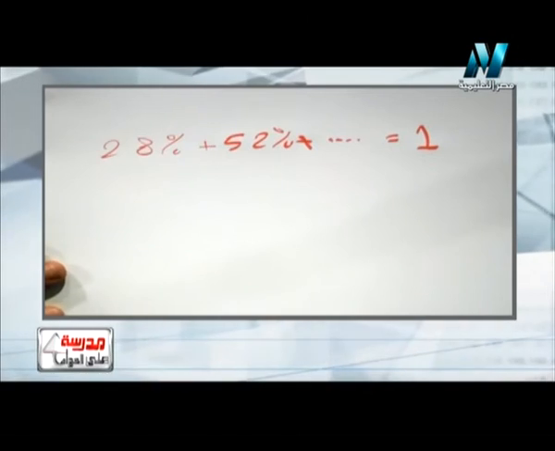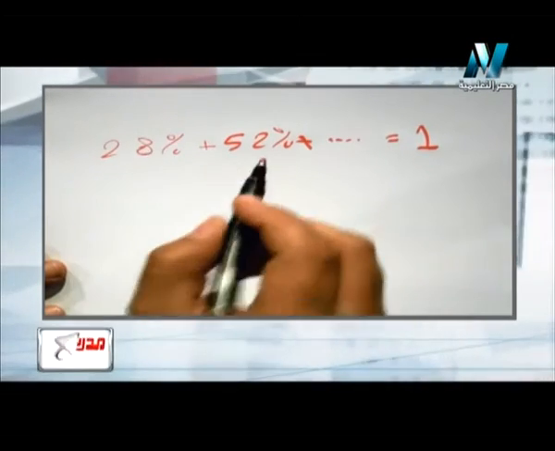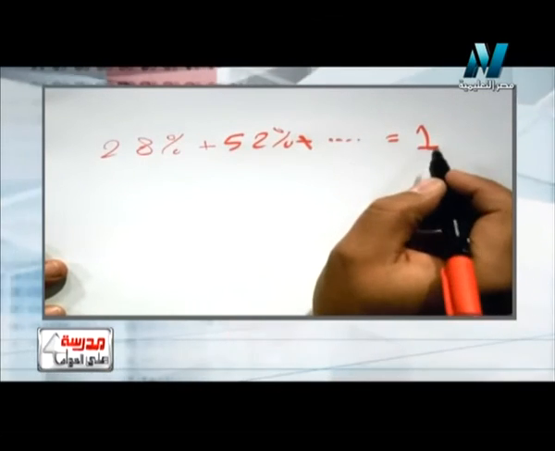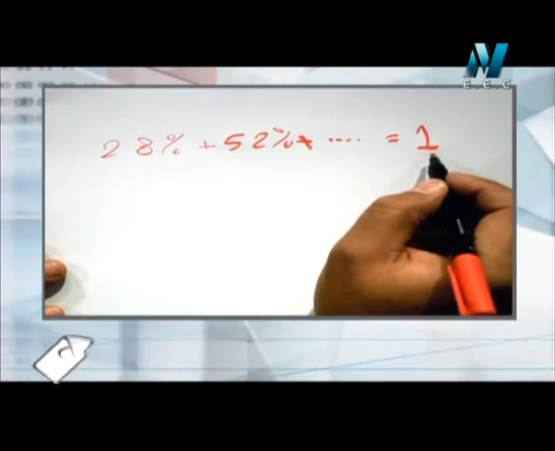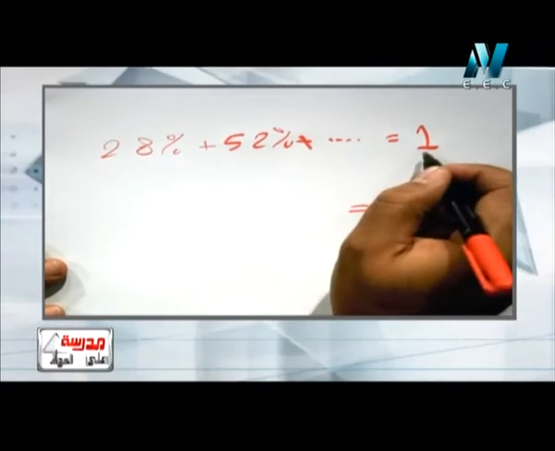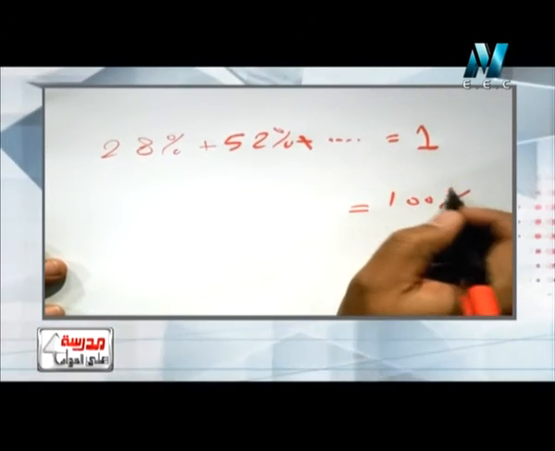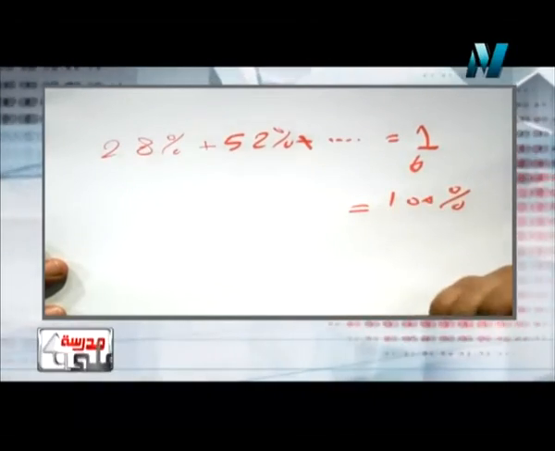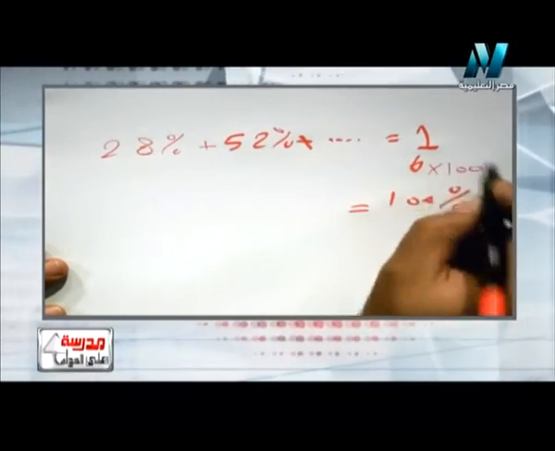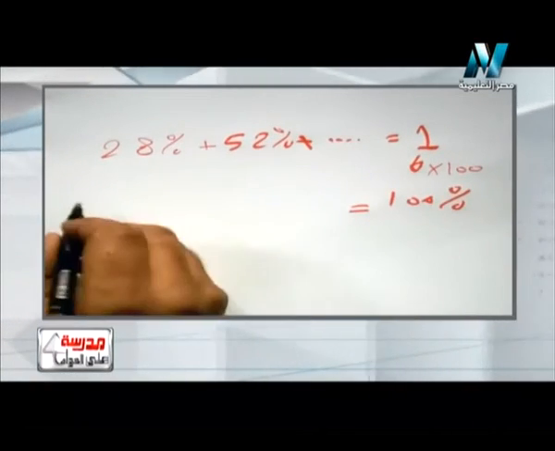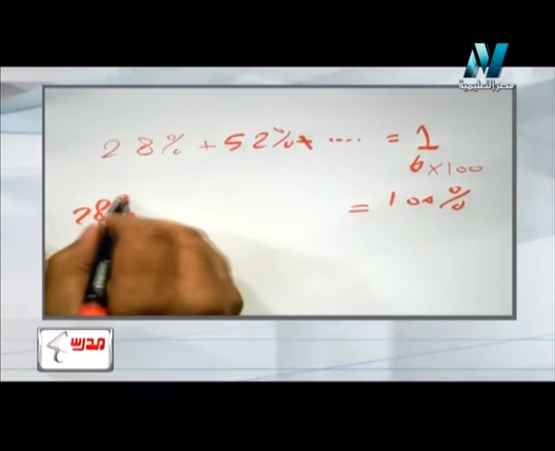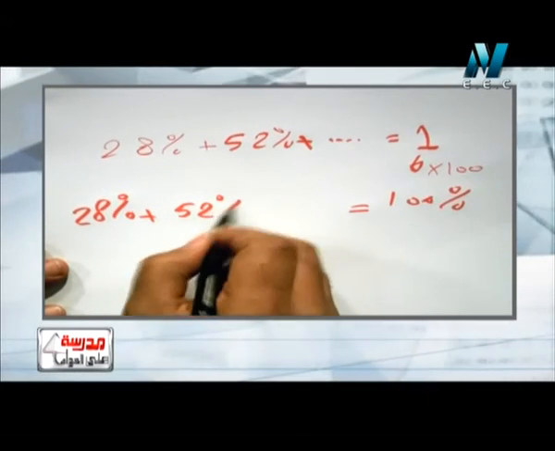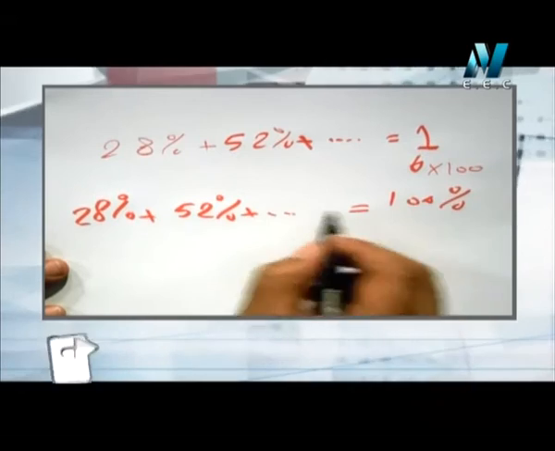28% plus 52% plus what equals 1? What do we do? Bravo. The 1 will be 100%. Why? Because we converted it to a percentage. How did we convert it? Multiply it by 100. Excellent. Now let's write it again: 28% plus 52% plus what? The result will be 100.